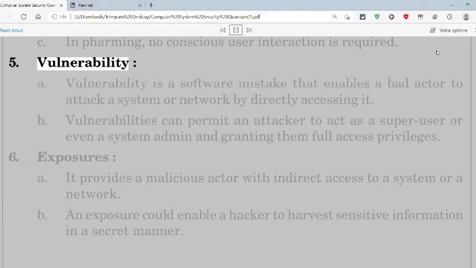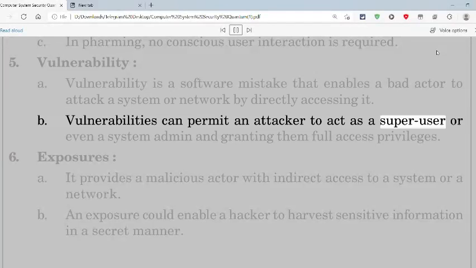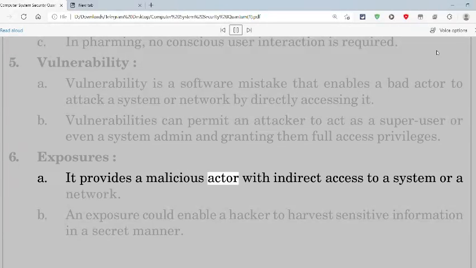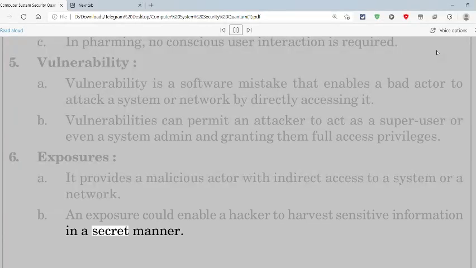5. Vulnerability. A. Vulnerability is a software mistake that enables a bad actor to attack a system or network by directly accessing it. B. Vulnerabilities can permit an attacker to act as a super user or even a system admin, granting them full access privileges. 6. Exposures. A. It provides a malicious actor with indirect access to a system or a network. B. An exposure could enable a hacker to harvest sensitive information in a secret manner.